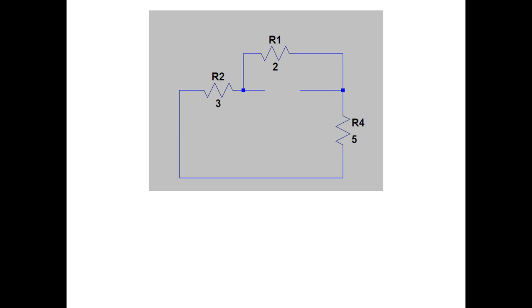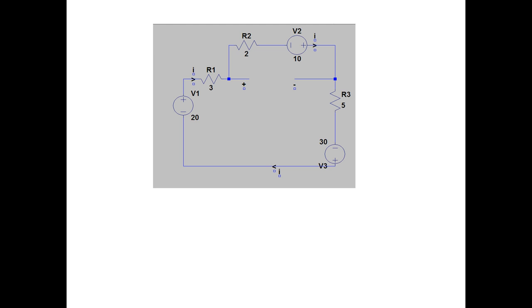To find RTH, we have to short circuit all the voltage sources and open circuit all the current sources, and we have to remove the load resistor R. On doing so, RTH is equal to 2, which is parallel with 3 plus 5, which is equal to 2 parallel to 8. On doing the simplification, 2 into 8 divided by 2 plus 8, so RTH is equal to 1.6 ohms.